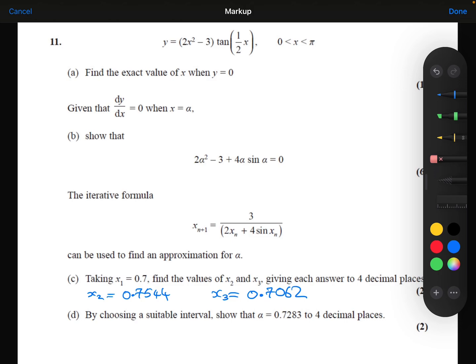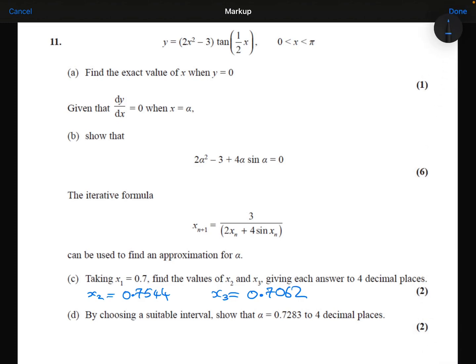By choosing a suitable interval, show that alpha is 0.7283 to 4 decimal places. So my suitable interval is going to be the lower and upper bounds of alpha. The lower bound is 0.72825. The upper bound is 0.72835. So we're going to substitute those into our formula.